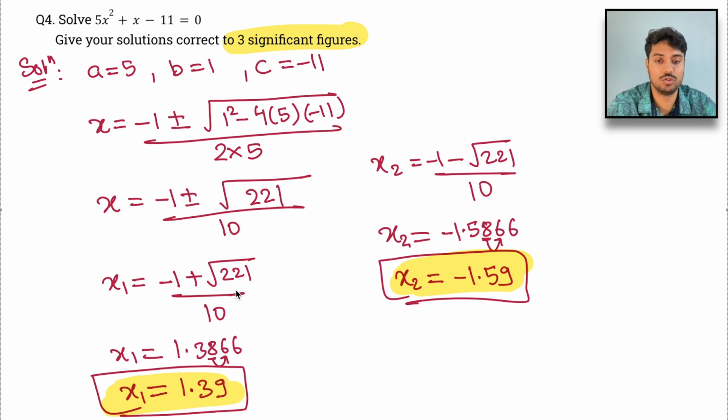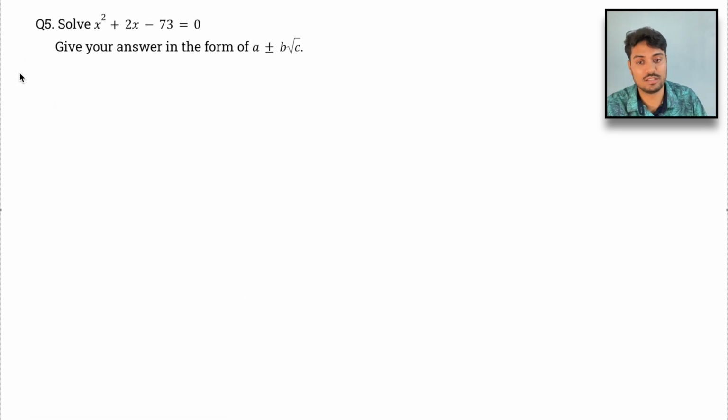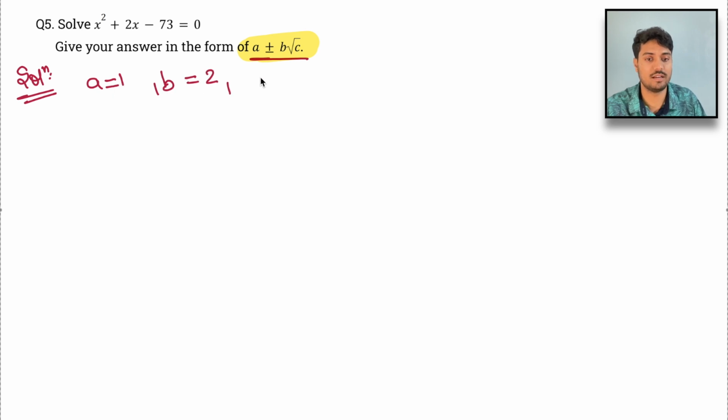Let's move on to question number 5. And question number 5 is little different. It says, okay, equation is given to us, x square plus 2x minus 73 equals to 0. It says give your answer in the form of a plus minus b root c, right? So first list down the value of a, b and c. A is 1, b is 2, and c is negative 73.